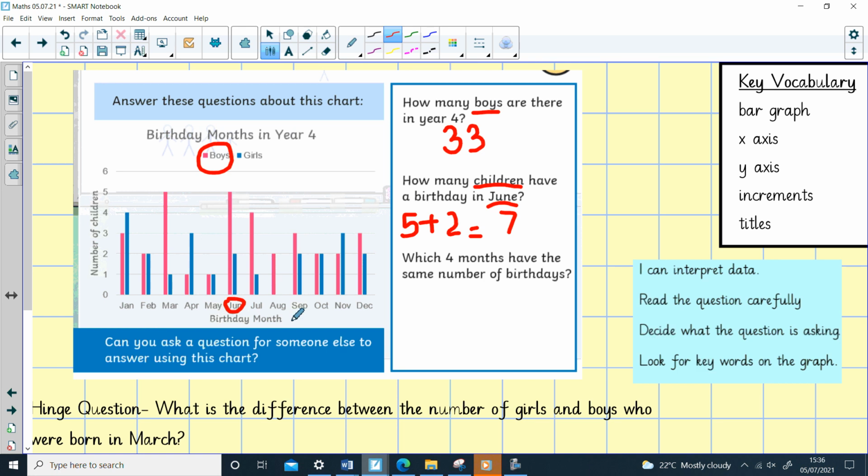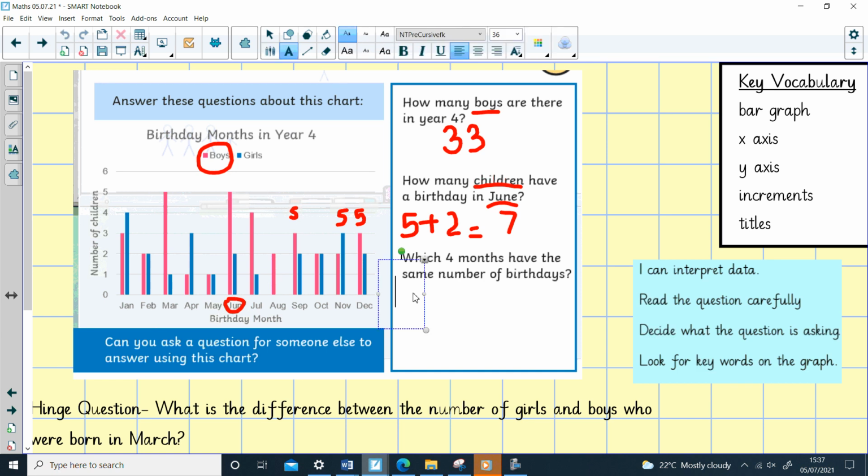So are there any other bars that give me a total of 5? And I'm going to just jot that there. 5, 5 and 5. So I think that's a real clue. So, oh, have a look at this one. So 4 boys and 1 girl. So that again is a total of 5.